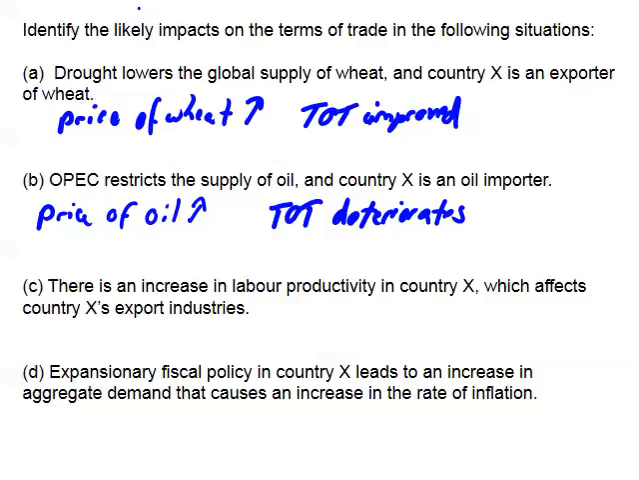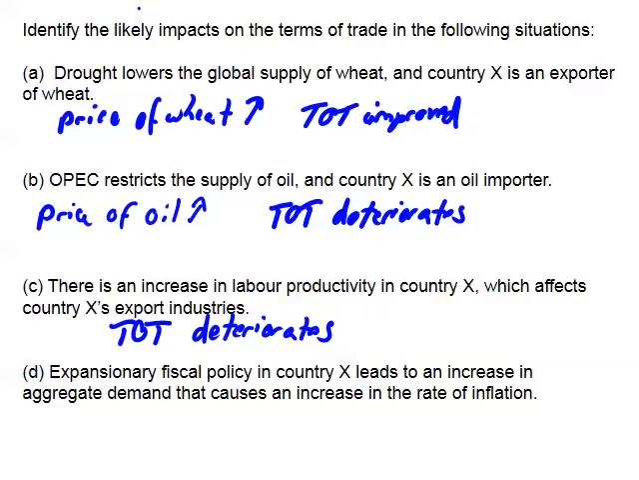If we have an increase in labor productivity in country X, which affects country X's export industries, well, increased labor productivity, increased efficiency will shift the supply curve to the right. Prices will drop, and so export prices go down, terms of trade deteriorates. So again, this can be a good thing. You become more efficient, you become more productive. So don't think that the terms of trade deteriorating is necessarily a bad thing.